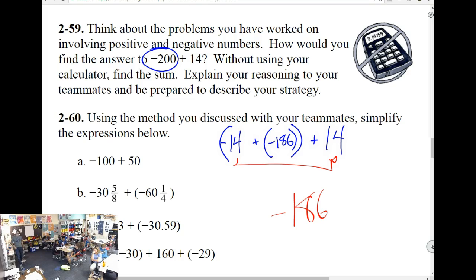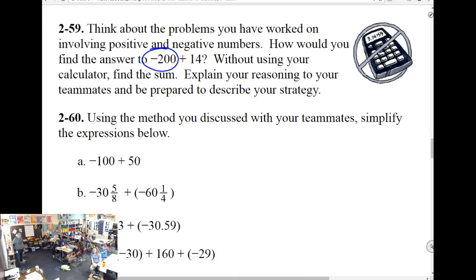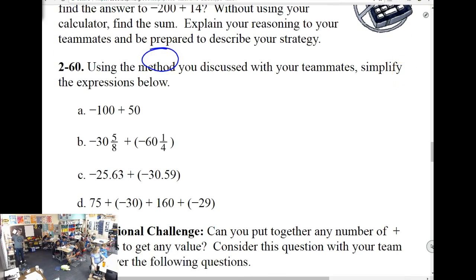Now we're going to next level this with partial values. With your team, try 60. Try to break numbers apart to make additive inverses if possible. Try to break things apart if you can.